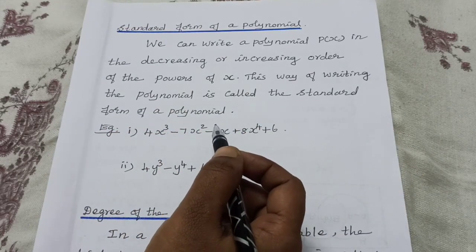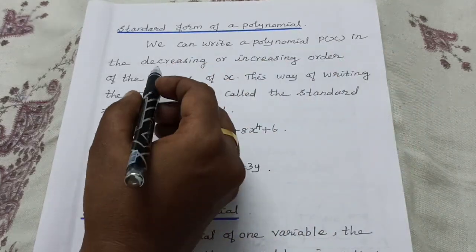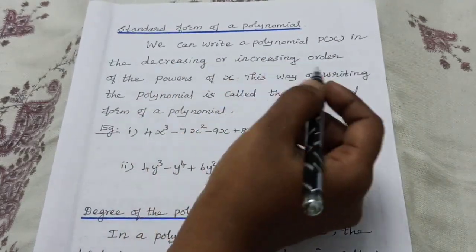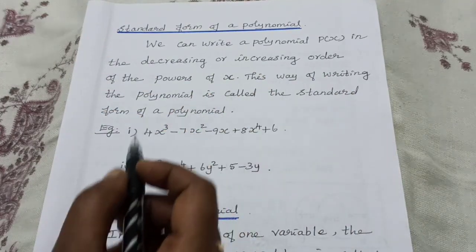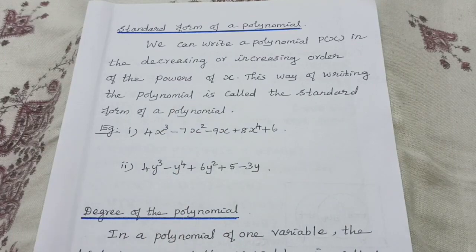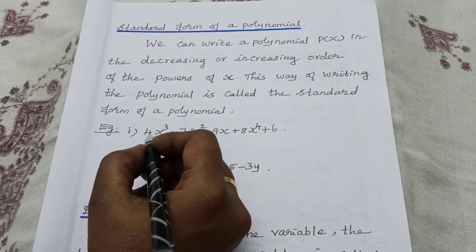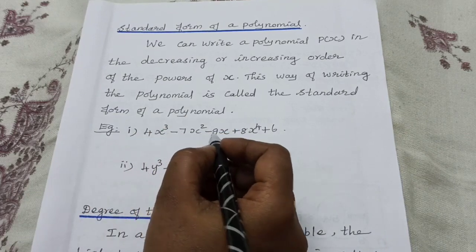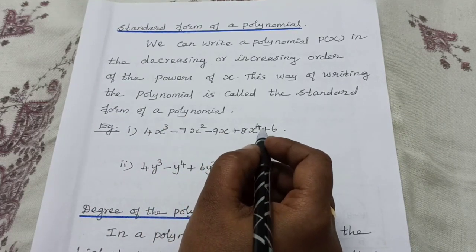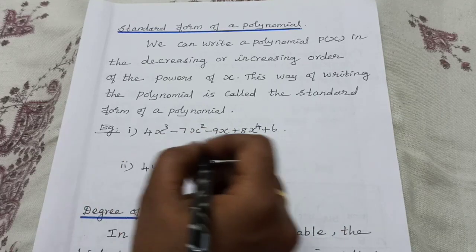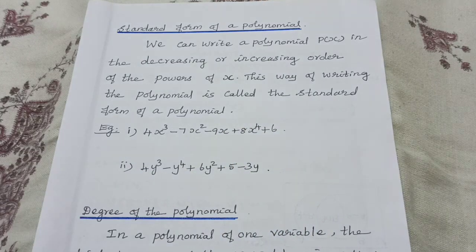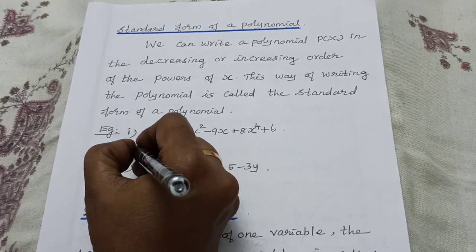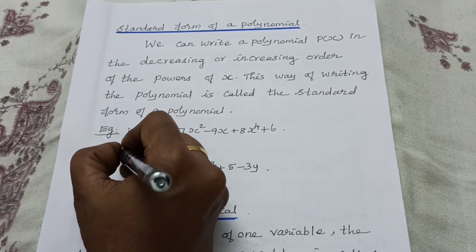Have you understood? The polynomial p of x has to be written in decreasing or increasing order of the power of x. This is called the standard form of the polynomial. Here is one example: 4x cube minus 7x square minus 9x plus 8x power 4 plus 6. This is one polynomial. How can we write this in standard form?